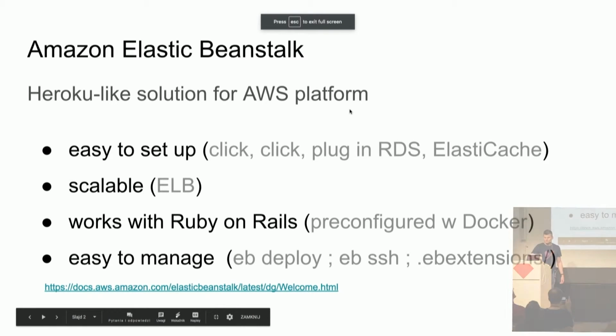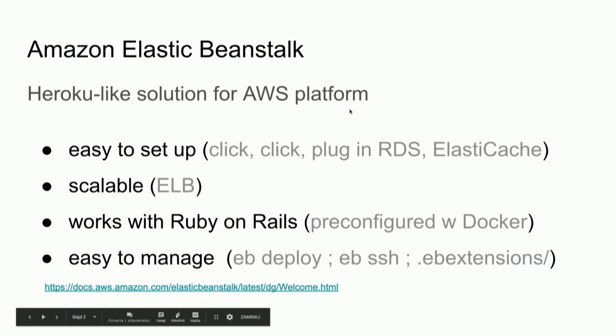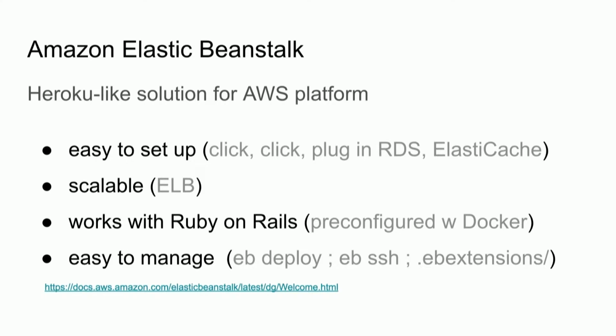All right, so back to the topic. Elastic Beanstalk is very easy to set up. Just click, plug in RDS databases or Elastic Cache or anything else that Amazon provides. It's scalable, so I highly recommend using it with Elastic Load Balancer, which just requires another click, and you get for free scalability that can allow you to just serve as many users as you wish.